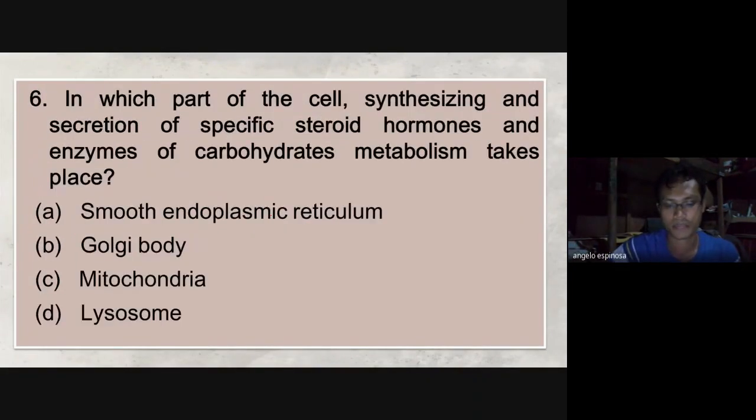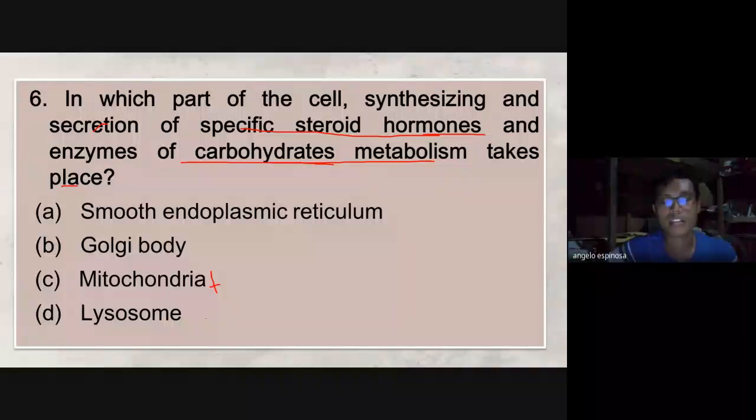Next, number six. In which part of the cell does the synthesizing and secretion of specific steroid hormones and enzymes of carbohydrate metabolism take place? When you are not familiar with such a question, do this: go by choices. We have smooth endoplasmic reticulum, Golgi body, mitochondria, and lysosome. Mitochondria, we know, is for energy, ATP. Energy is not what is being discussed here. It is carbohydrate metabolism. So, it's wrong.